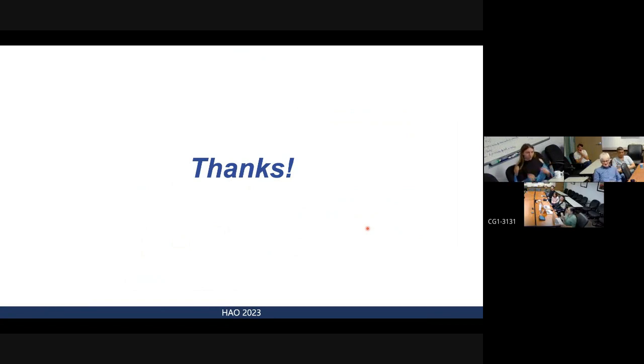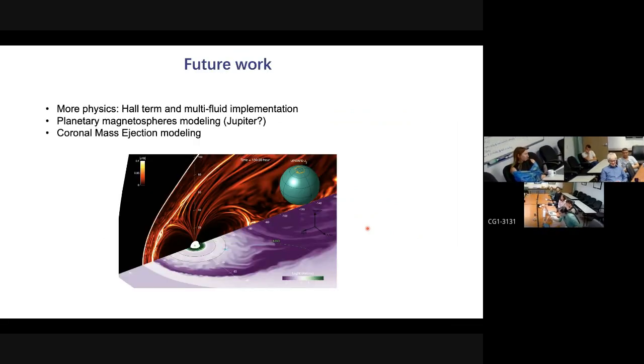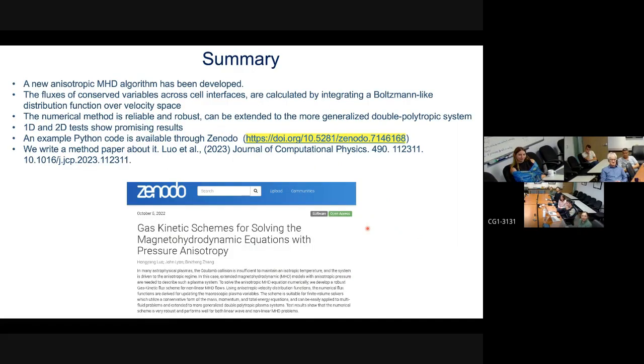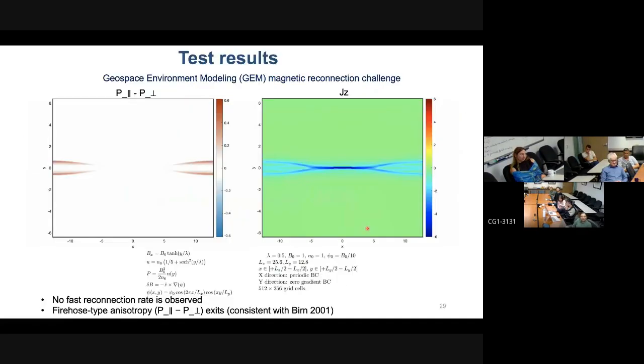Questions? And also the online people, just unmute and ask your question. Just have a quick question about your reconnection simulation. What is the significant difference by putting it in this logic, in terms of reconnection rate compared to the isotropic case?